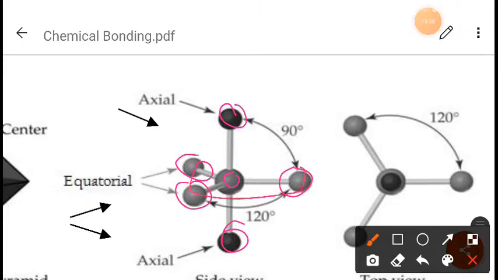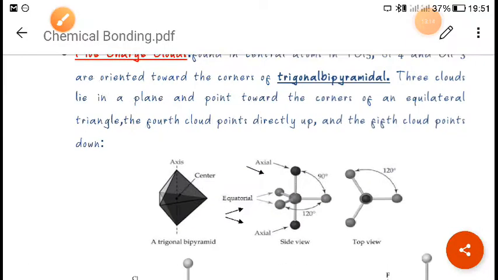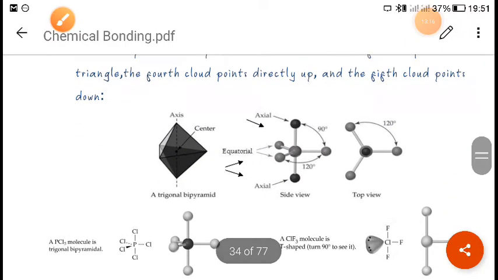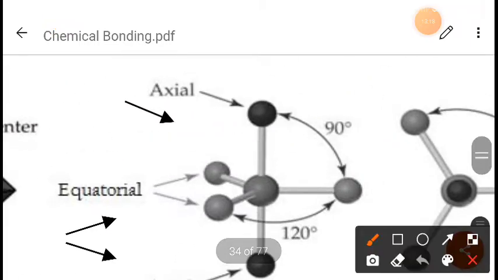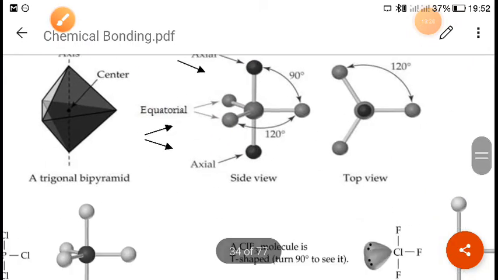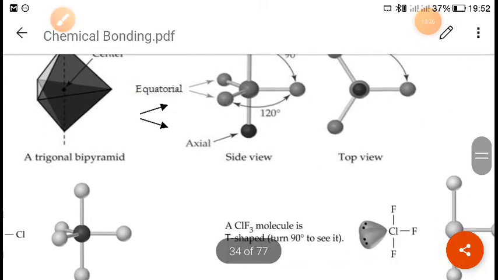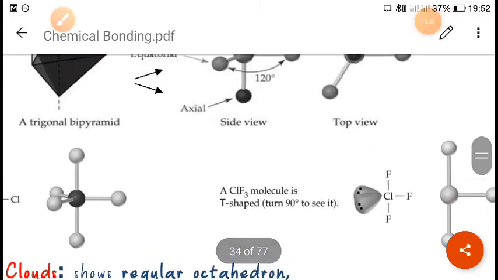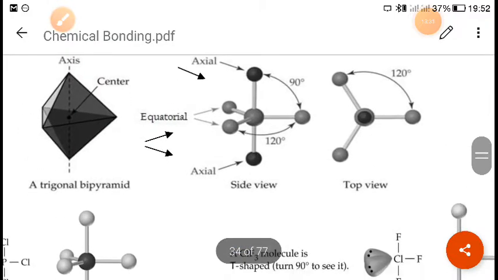So these three will be in the same plane, and these two will be in a different plane, opposite to each other. This type of structure is called trigonal bipyramidal structure. Always remember that this one will be the equatorial position and this one will be the axial position. We will talk about this in detail later in hybridization. So I hope you have understood this, right? This type of structure is called triangular bipyramidal structure.